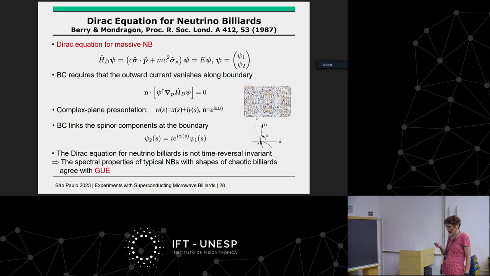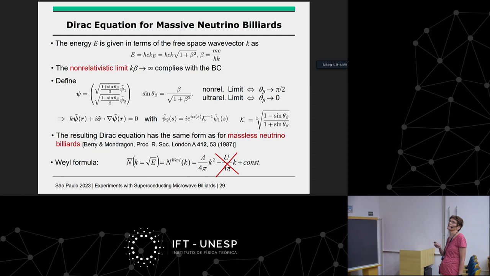What one has to do now is solve this Dirac equation with this boundary condition, and then one gets the eigenvalues and eigenfunctions of the corresponding neutrino billiard. For the description of these Dirac billiards, I had to use massive neutrino billiards. You won't find any agreement as long as the mass is zero. So I introduced the parameter beta, which is given by mc over h bar divided by k. This is a free space momentum, and this is the rest mass momentum. The non-relativistic limit is reached when this goes to infinity. So you can look at it from mass zero up to mass equal to infinity, and then, as I will show, you end up in the non-relativistic limit.